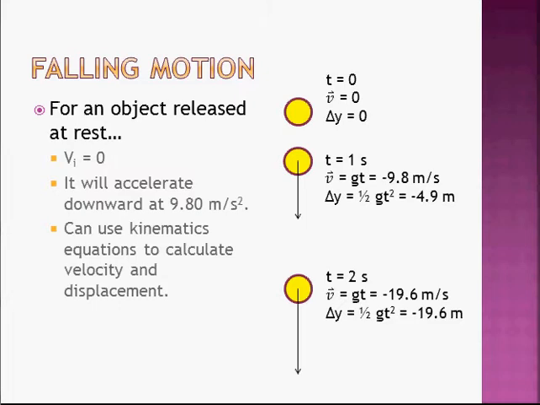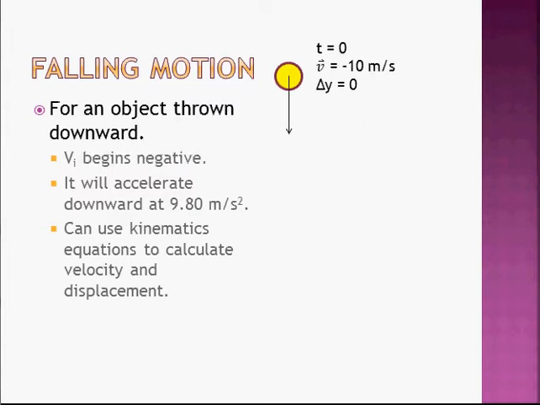That's the key here. So the next situation is, let's say we take that same ball, and instead of just dropping it, we actually throw it downward. Well, now we actually have a negative initial velocity. It's not 0, now it's just some negative value. But we can still apply these same rules. It's still accelerating. In fact, it's accelerating at negative 9.8 meters per second squared, and we can still use those equations to figure out some of this information.